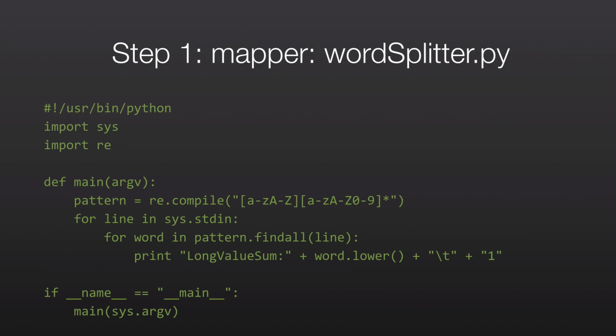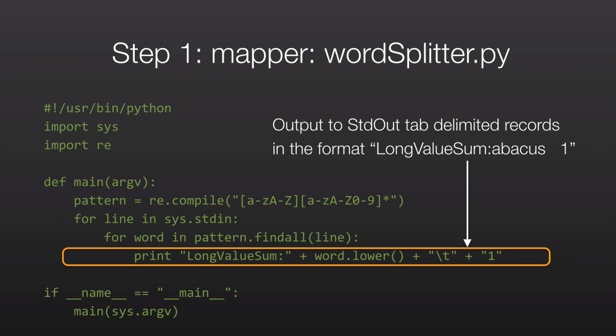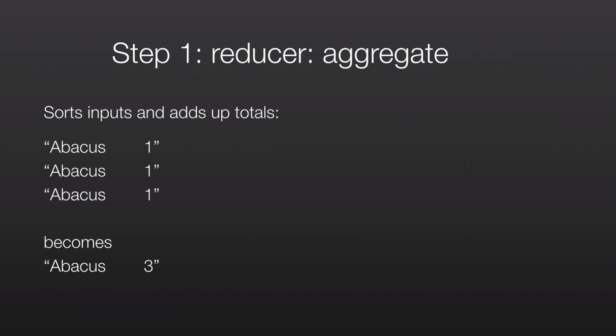And the mapper is a very, very simple Python script that you can see here. It's going to read words from standard in line by line, and output to standard out tab-delimited records, one for each word, in the format LongValueSum colon, the word that it finds, and the number of occurrences. It's going to be one in every instance, because we output that each time we encounter a word. So that will give us something that looks like this. And the reducer aggregate, which is a built-in reducer, will sort the inputs that it finds and add up the totals. So if you got 3 occurrences of the word abacus, that would become abacus tab 3.